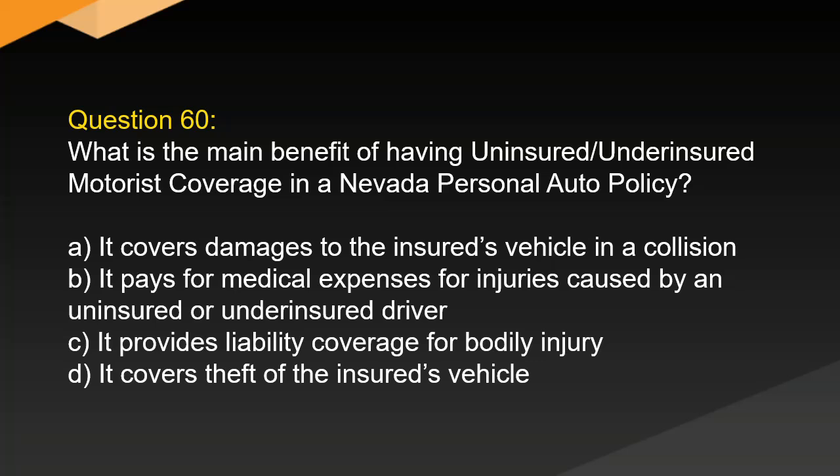Question 60. What is the main benefit of having uninsured underinsured motorist coverage in a Nevada personal auto policy? A. It covers damages to the insured's vehicle in a collision. B. It pays for medical expenses for injuries caused by an uninsured or underinsured driver. C. It provides liability coverage for bodily injury. D. It covers theft of the insured's vehicle.